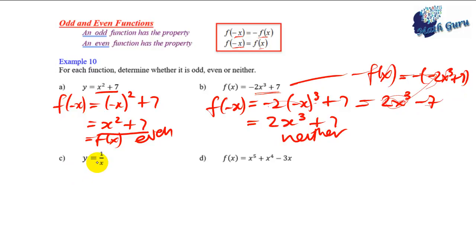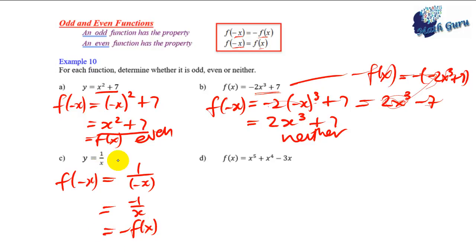This next one here, 1 on x, f of negative x is 1 on negative x, which is negative 1 on x when I take the negative out, which is negative f of x, because it's a negative of the original function. So this function is odd.